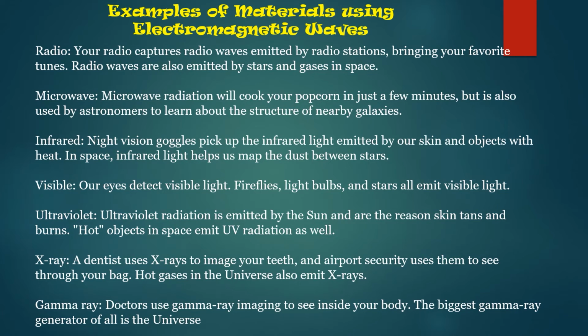Ultraviolet radiation is emitted by the sun and is the reason skin tans and burns. Hot objects in space emit UV radiation as well. Dentists use X-rays to image your teeth, and airport security uses them to see through your bag. Hot gases in the universe also emit X-rays. Doctors use gamma ray imaging to see inside your body. The biggest gamma ray generator of all is the universe.